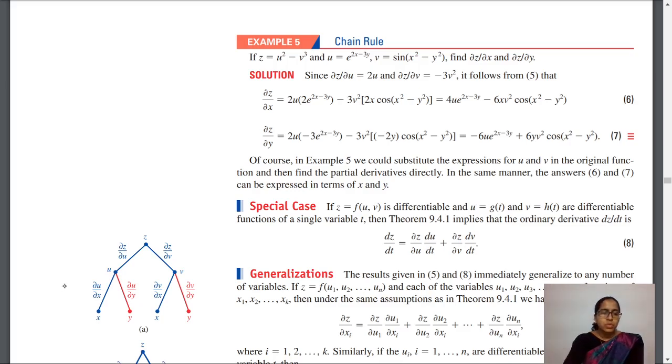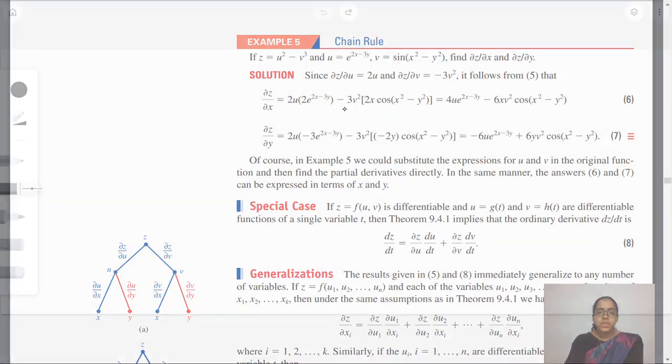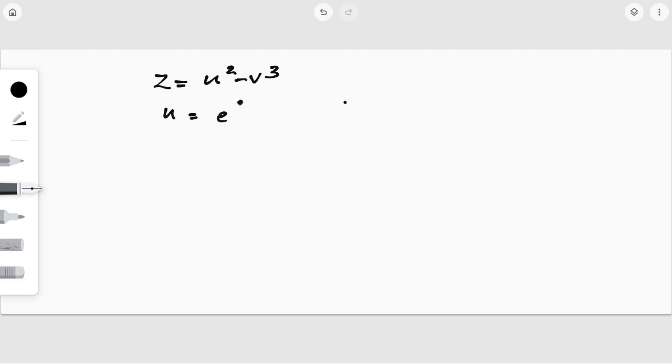How can we do it? What are the functions which are given to us? We are given z is equal to u square minus v cube, u is equal to e raised to 2x minus 3y, and v is equal to sine of x square minus y square, right?